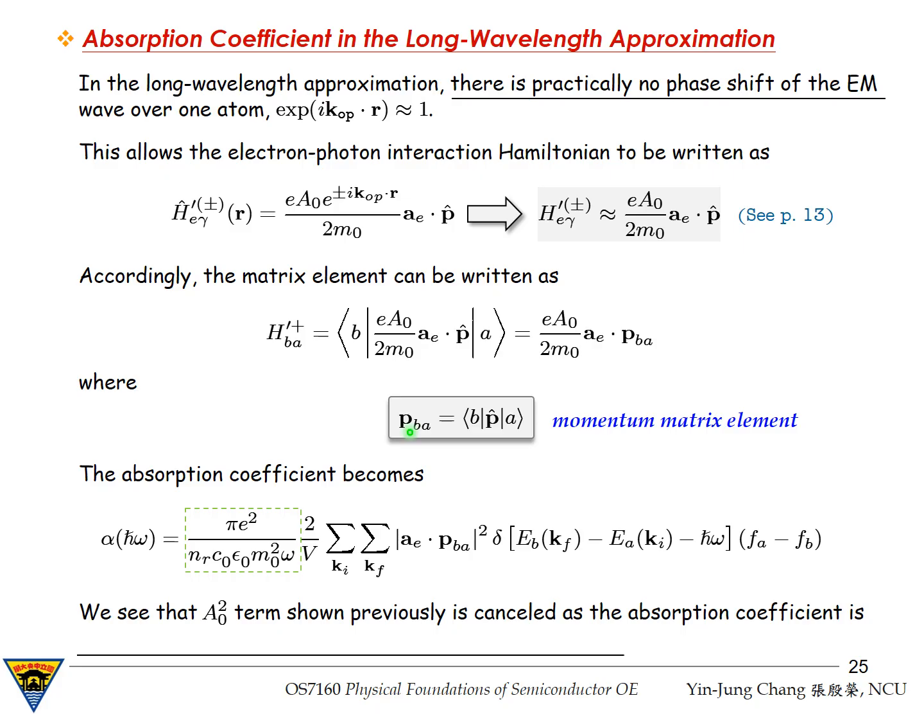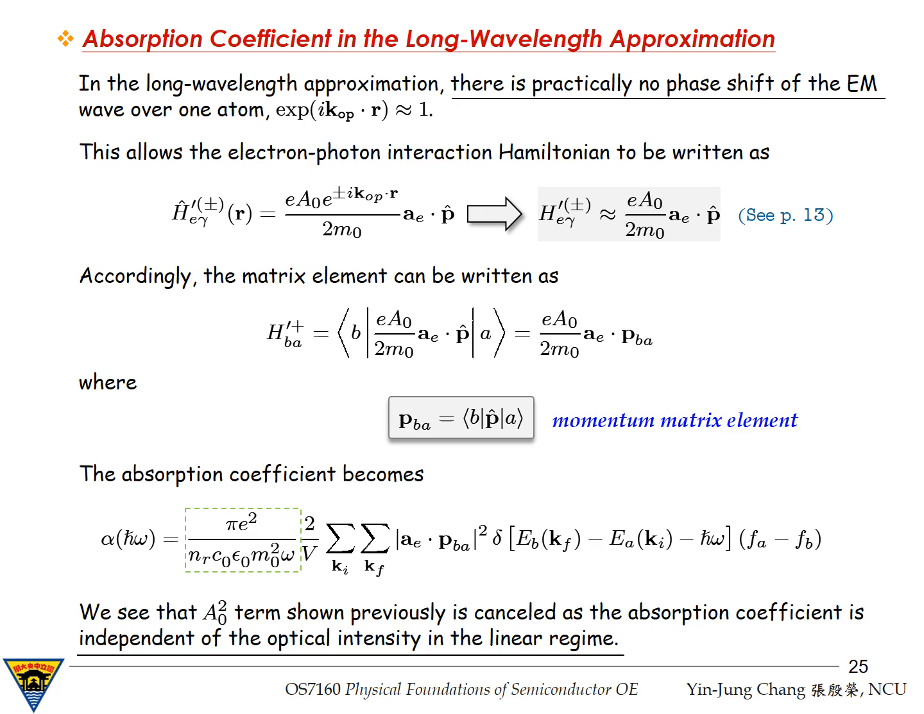Substituting this equation back into the previous expression for the absorption coefficient, the square magnitude of the vector magnetic potential, A sub 0 squared, cancels out. This means that in the linear regime, the absorption coefficient is independent of optical intensity. In other words, the cancellation of A naught squared confirms this is a linear response result.